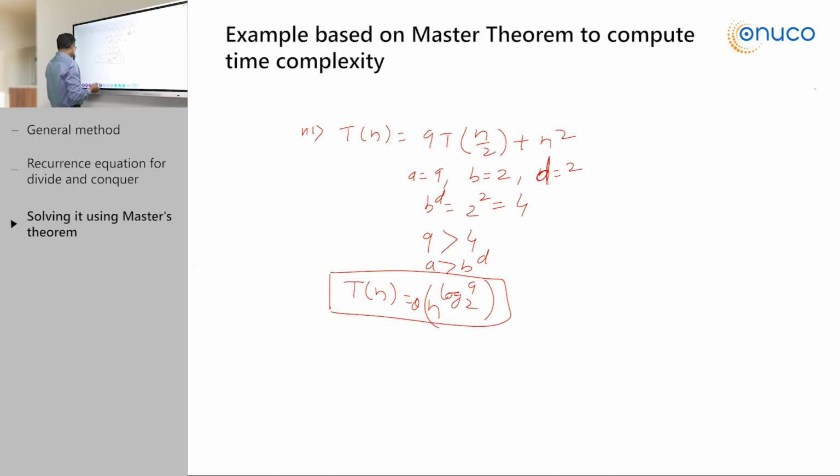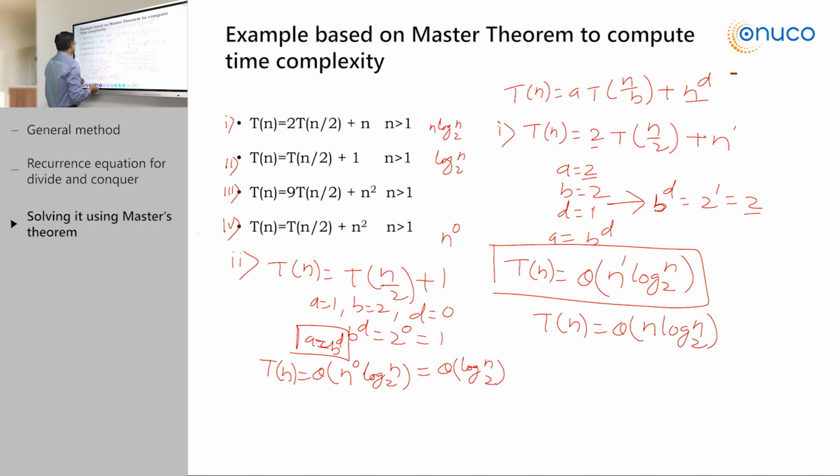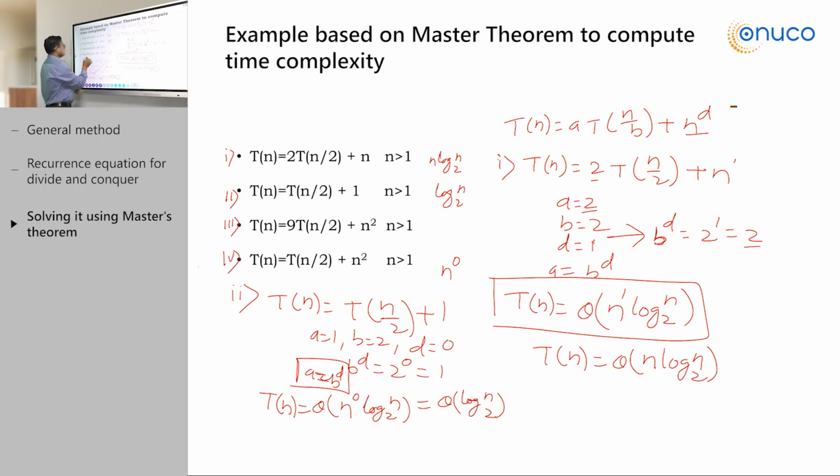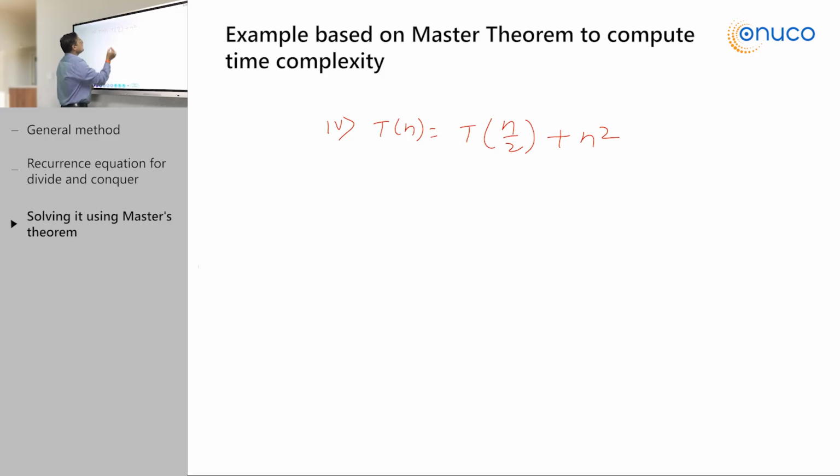Similarly, now we have one more problem: T(n) = T(n/2) + n². Let us see that. Fourth example, T(n) = T(n/2) + n². Again, same things. A is 1, B is 2, and D is 2.